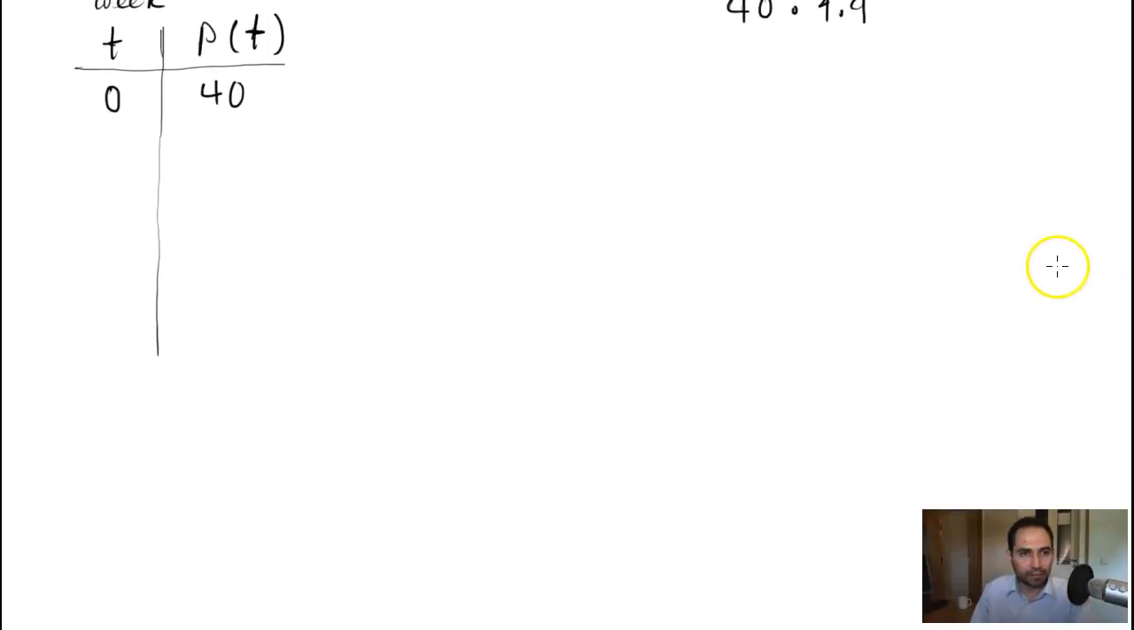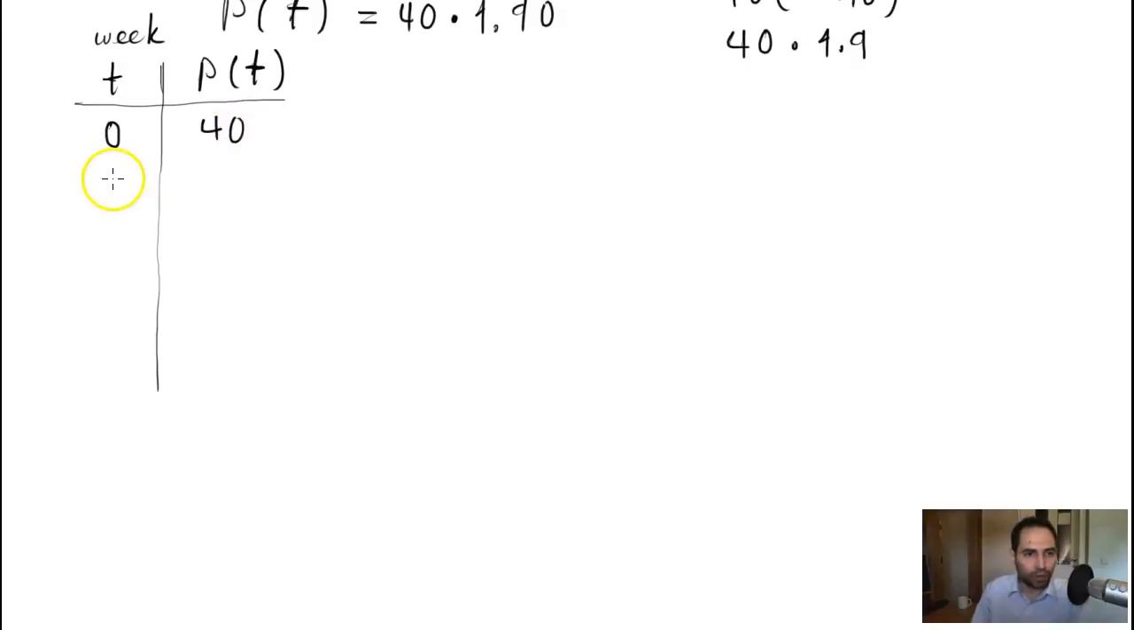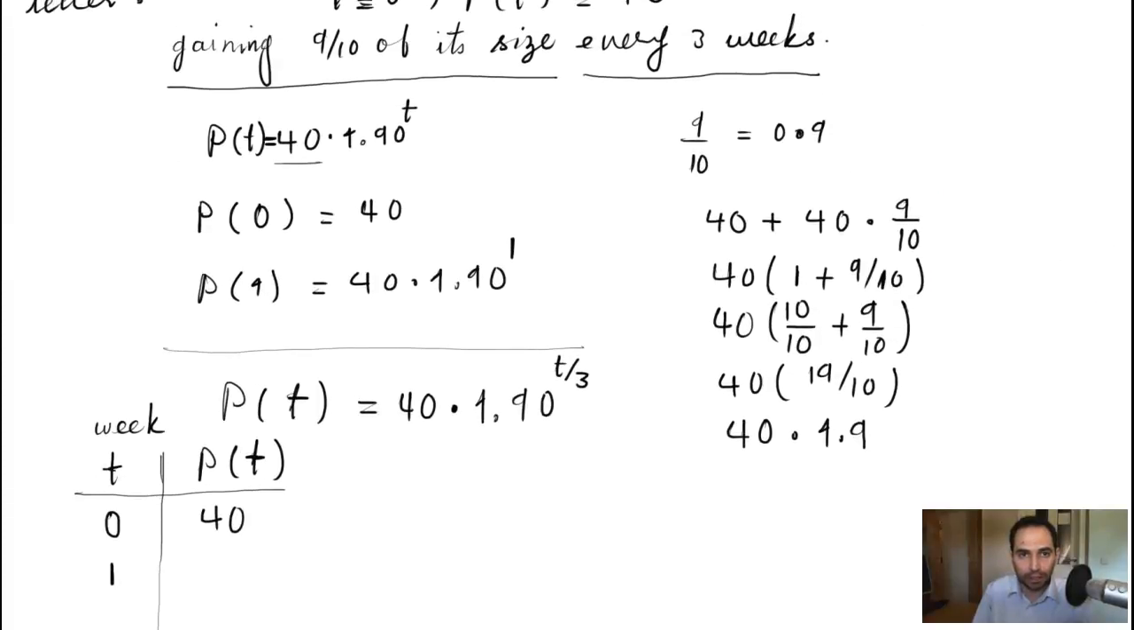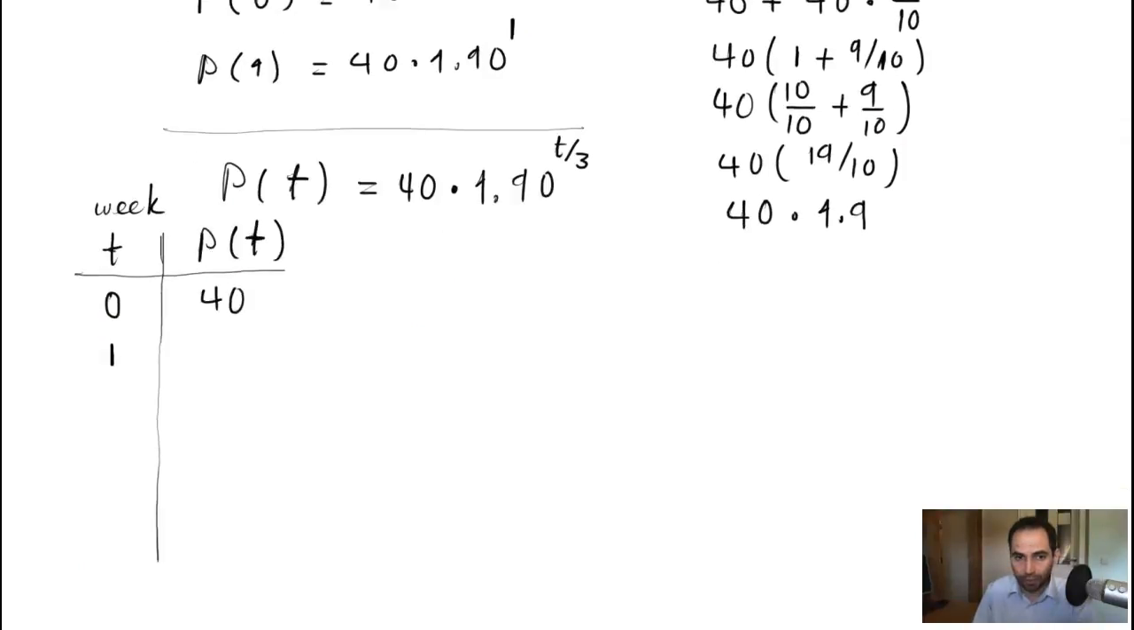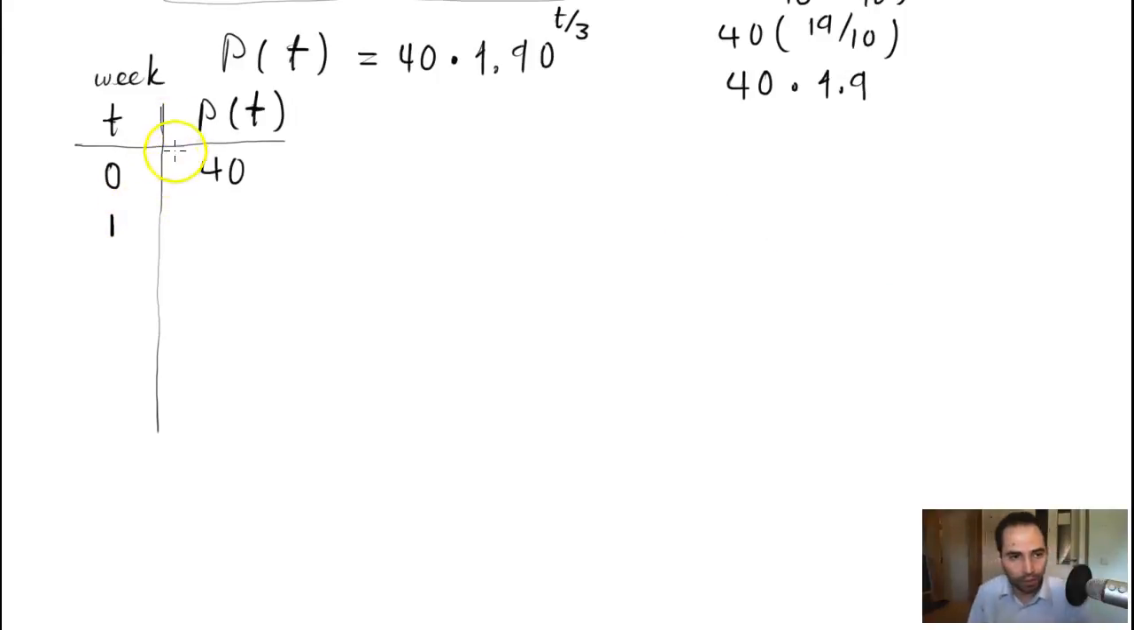So what that means is that in week 1, after 1 week, you are... okay, so basically I think we could explain it this way using the table. Based on this explanation that tells you that gaining 9/10 of its size every 3 weeks, you don't know what happens when you are in week 1. So to still be able to use the table, you could go to week 1, week 2, and week 3.